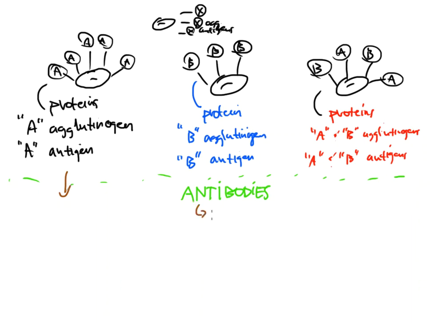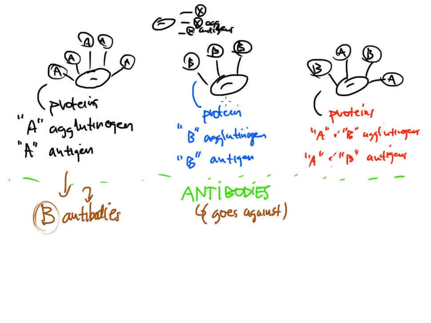Antibody, anti kind of means goes against, right? So if you have the A blood cell, your body actually will make B antibodies. Meaning that anytime it sees the B, it's going to send the antibodies out, which means goes against, and it's going to attack those red blood cells, and it will try to destroy them.